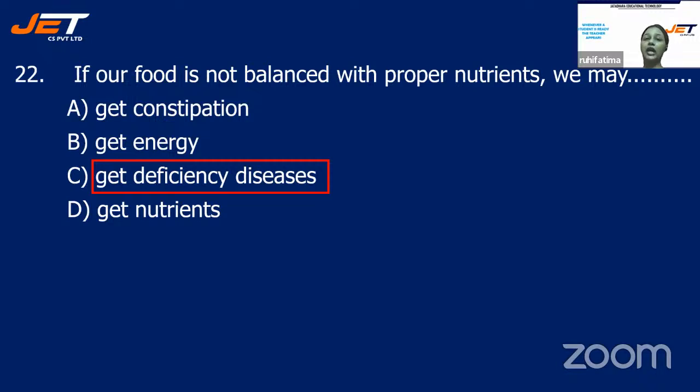There can be a lack of carbohydrates, a lack of proteins, and a lack of vitamins and minerals, right? So there are many deficiency diseases. Suppose vitamin A deficiency causes night blindness. That kind of disease you may suffer from. If you have a lack of calcium, what happens? Your teeth and bones become very weak, right?